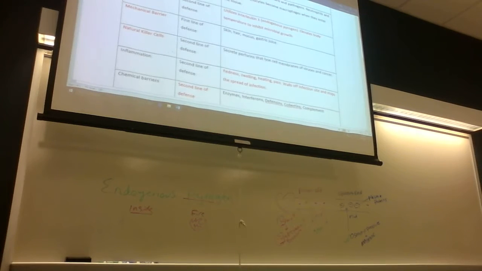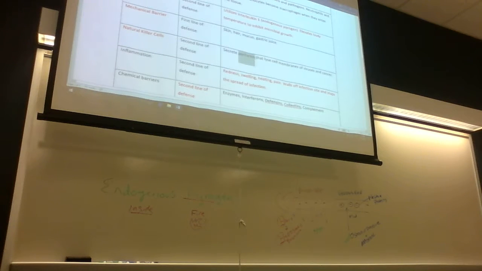Next, second line of defense, and this is something a lot of people forget about. This is your natural killer cells. Natural killer cells, the big takeaway is that they secrete perforins. Perforins lyse cell membranes of viruses and cancer.